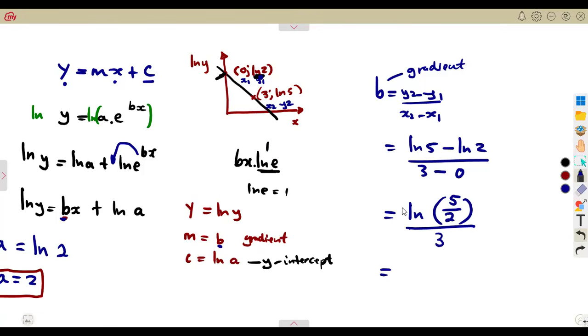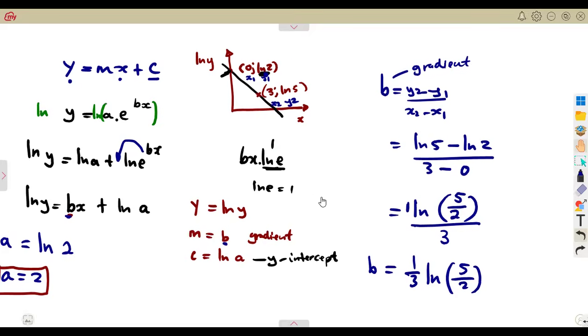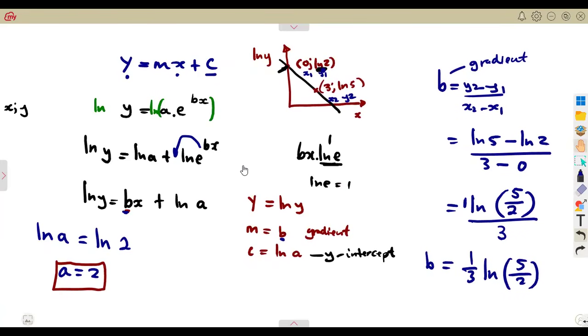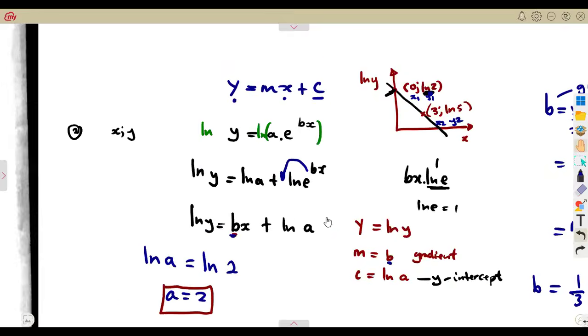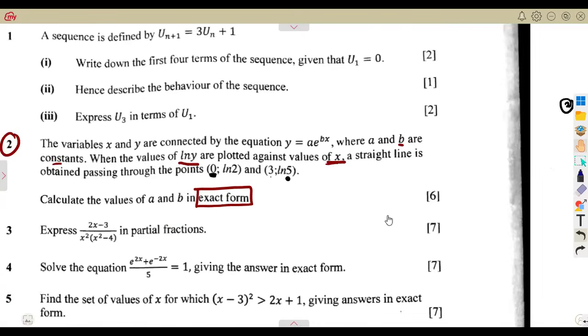So that's it, guys. This is the same as 1 over 3, the ln of 5 over 2. So this is the value of what? Of b. Just like that, in exact form. The gradient concept. The ln of a from the y-intercept. We have got the y-intercept there. So that was an advantage of the question.